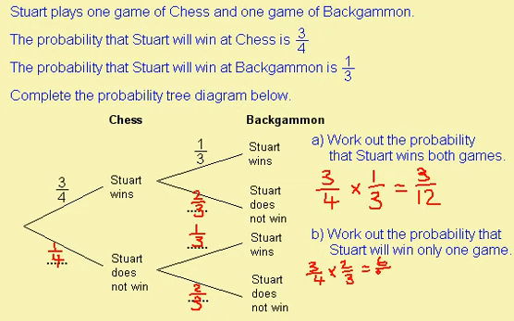which is 6/12, or 1/4 multiplied by 1/3, which is 1/12. Because it's this or this, I need to add them. 6/12 plus 1/12 is 7/12. This is my final answer.